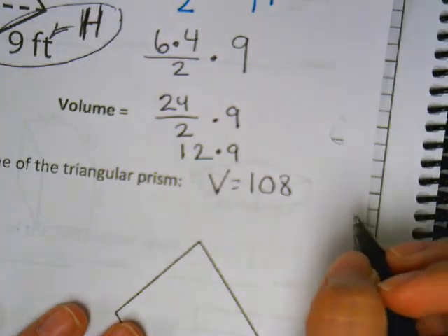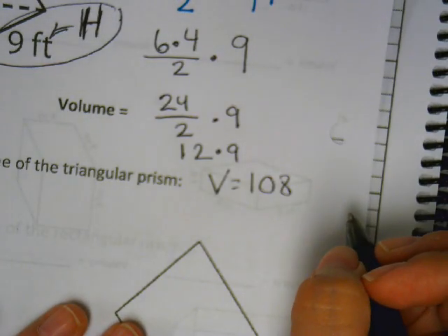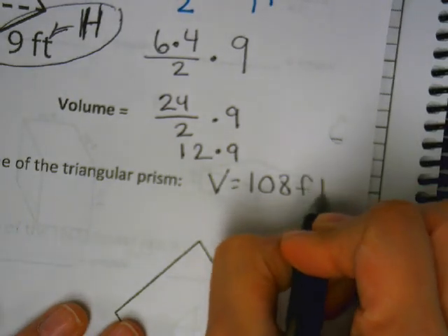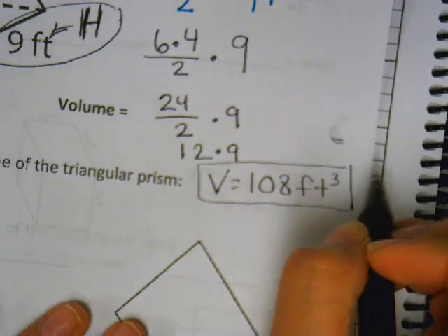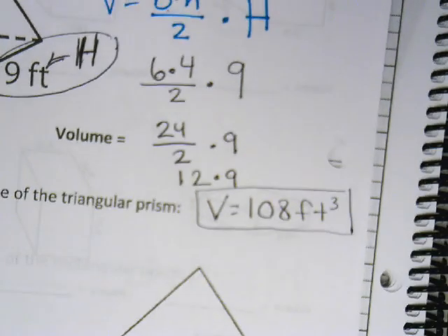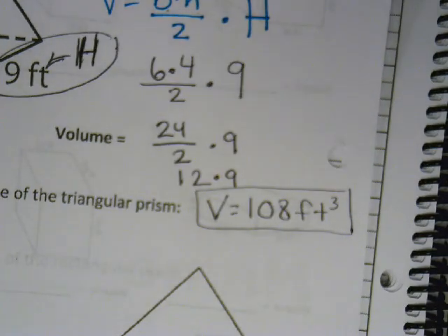Now, what are my units? Feet squared. No. Feet, 3. Cubed, or to the power of 3. So make sure you write all this down. So 6 times 4 divided by 2 times 9. 24 divided by 2 is 12. And then 12 times 9. It seems like a lot of work, but I don't think the math is terribly difficult at all. Especially if you know what 12 times 9 is.